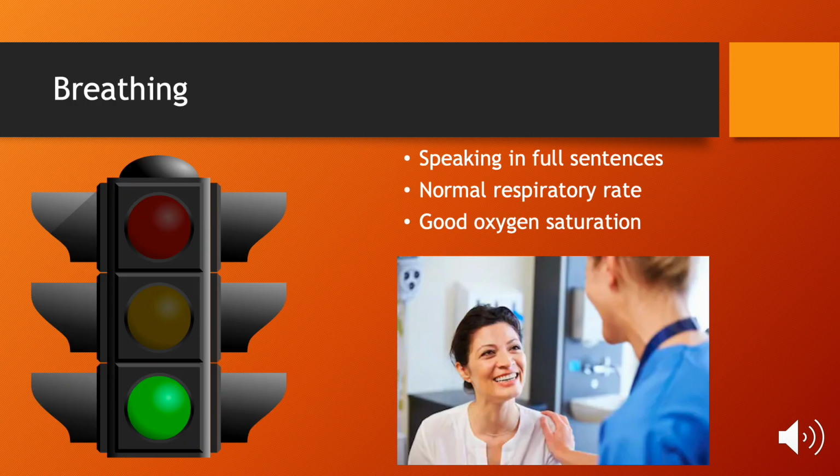On to the green. If you have a patient who is breathing, when you're going through ABCs, is green, the patient will be speaking to you in full sentences, normal respiratory rate with good oxygen saturation.